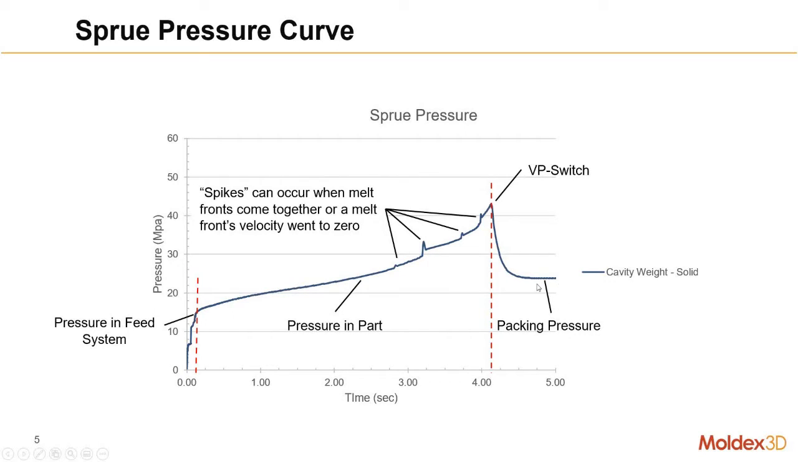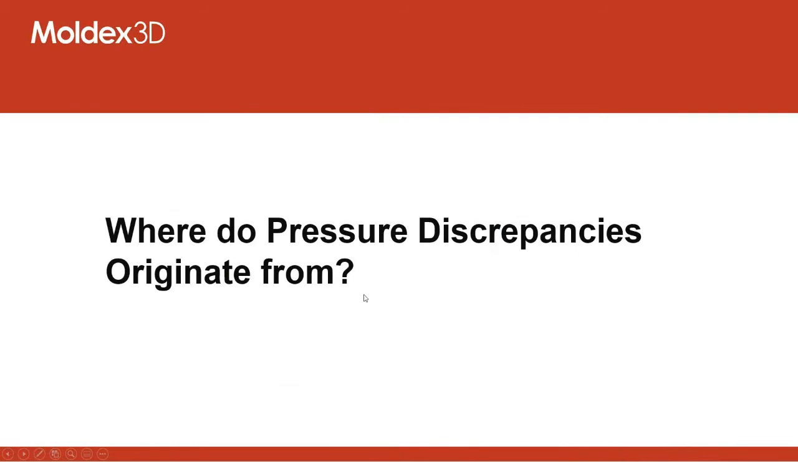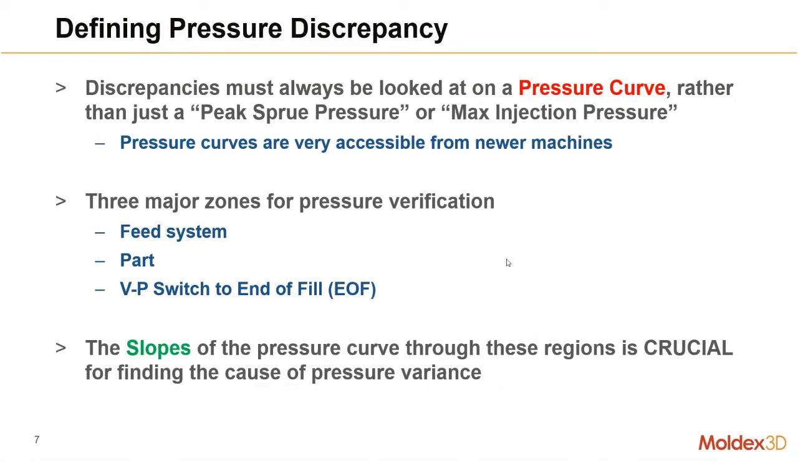If your packing pressure is set higher than your VP switch pressure, then you'll actually see the pressure continue to increase. All right, where do pressure discrepancies originate from? So where can we actually see these pressure discrepancies in the simulation? The first thing to note is that discrepancies should always be looked at on a pressure curve. I see a lot of customers come to me, or a lot of people trying to optimize their process, or trying to correlate something.